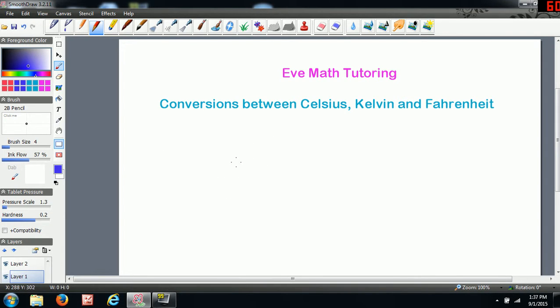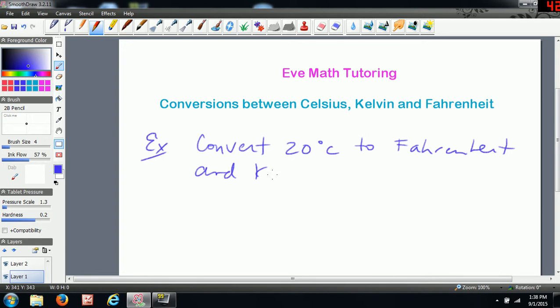Today's lesson is on conversions between Celsius, Kelvin, and Fahrenheit. So say you're given the following example. Convert 20 degrees Celsius to Fahrenheit and Kelvin.